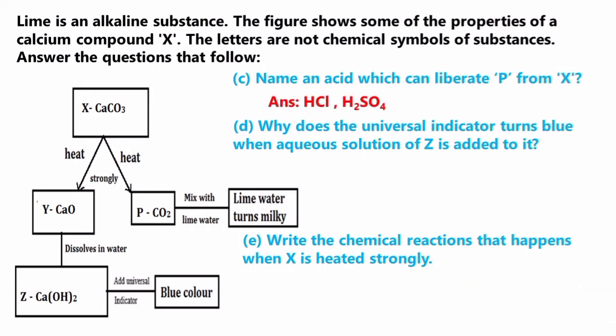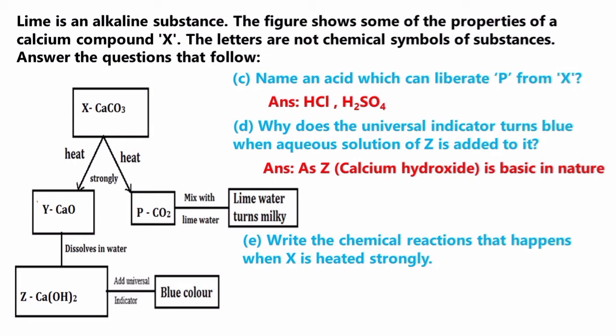Question D. Why does a universal indicator turn blue when an aqueous solution of Z is added to it? We have already found out that Z is calcium hydroxide, and calcium hydroxide being an alkali releases OH minus ions and it is basic in nature. So universal indicator will turn blue for calcium hydroxide. And the last question is write the chemical reaction that happens when X is heated strongly. So when calcium carbonate is heated strongly, it decomposes to calcium oxide and carbon dioxide, and the equation is CaCO3 gives CaO plus CO2.